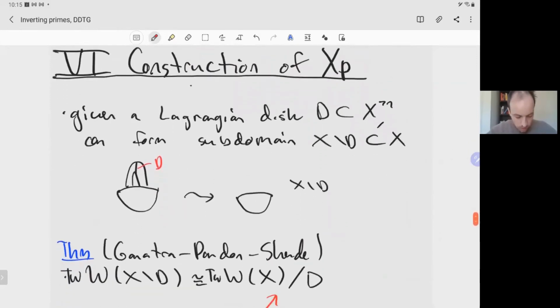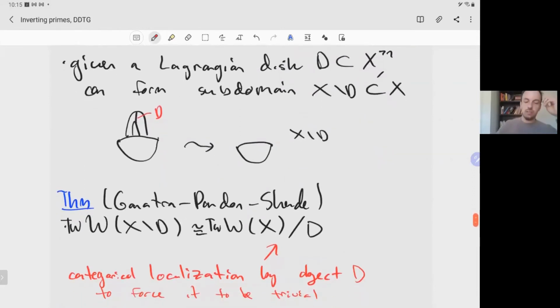And there's also a theorem of Ganatra, Pardon, and Shende, which is that the wrapped Fukaya category of this carved out domain is isomorphic to the wrapped Fukaya category of X, where you localize categorically by the object D. So basically you quotient out by the object D, you force it to be trivial, and if you do that, you actually compute the Fukaya category of X complement D, this carved out domain. And this quotient only depends on D as an object of the Fukaya category of X.